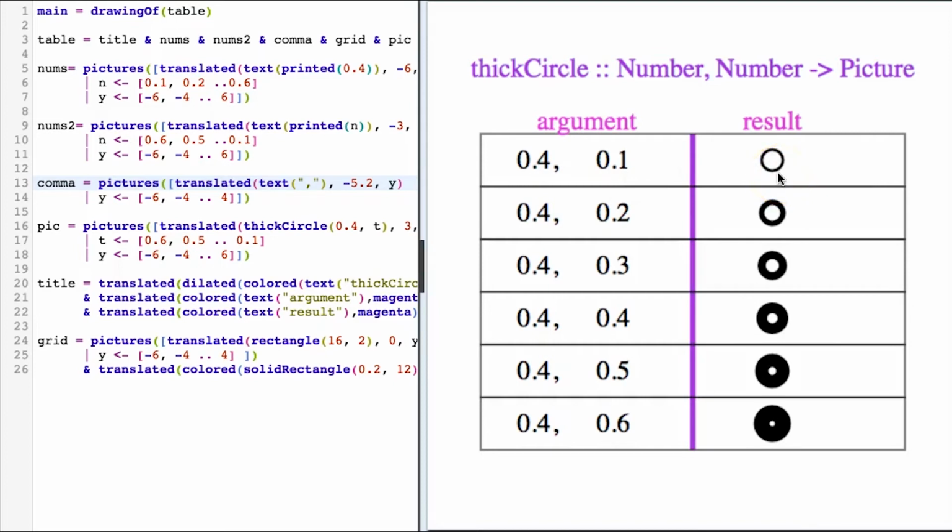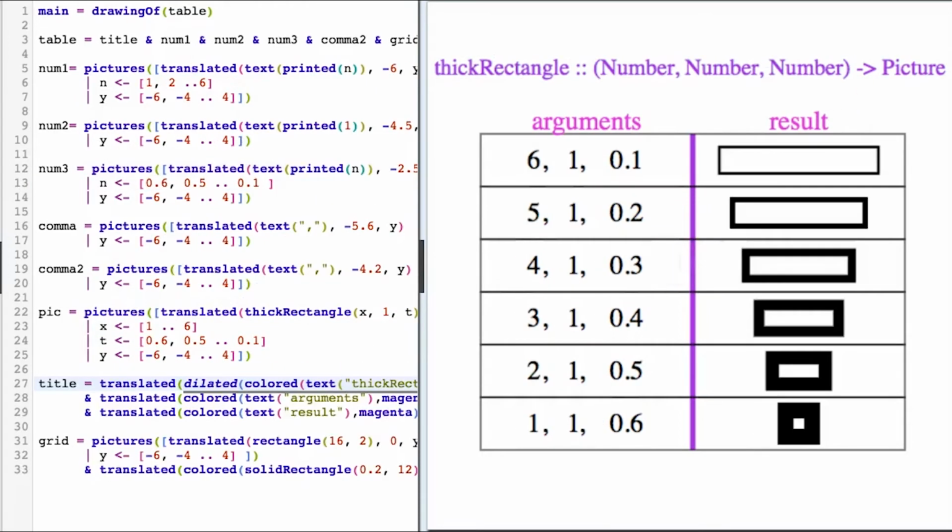So in this first one, I use decimals because it has to be really small. I did a radius of 0.4 and the thickness is 0.1. So it's a thin little circle. I kept the radius the same on all of these circles in this table and only changed the thickness so you can see how it affects the circle. So they're all 0.4, but as the thickness goes up, so does the circle get wider.